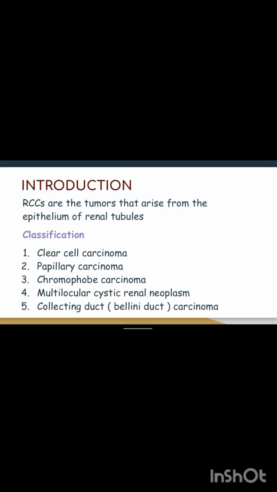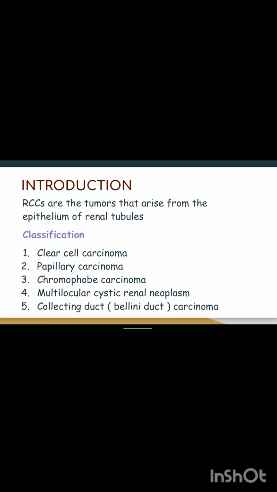Now let's see the classification of renal cell carcinoma. There are mainly 5 types. First, let's look at clear cell carcinoma. Clear cell RCCs are the most common type of renal cell carcinoma, accounting for up to 70 to 80% of the cases. They arise from the proximal tubular epithelium of the nephrons.